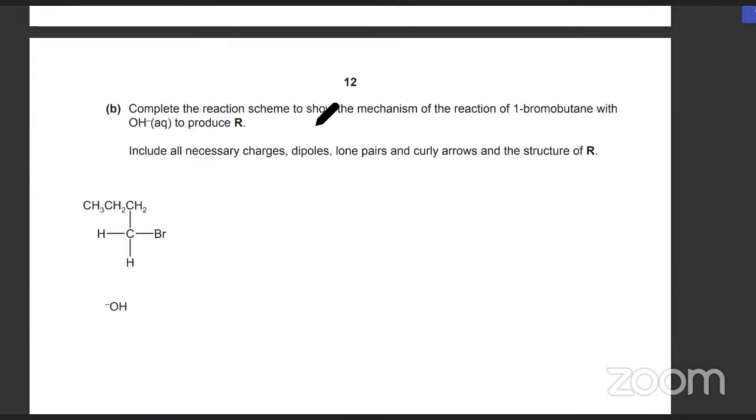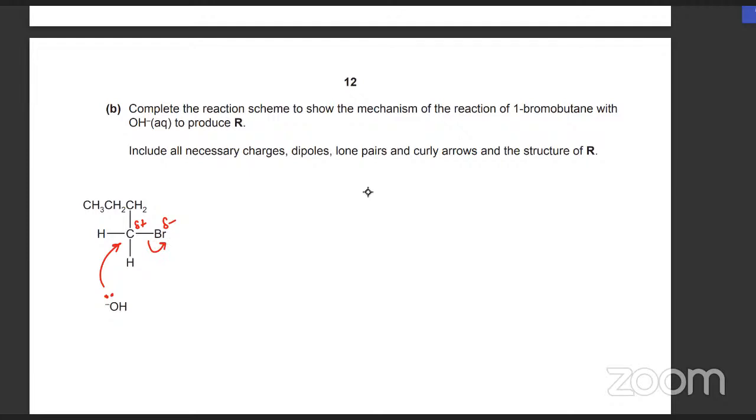अच्छा, अब ये कि complete the reaction scheme to show the mechanism of 1-bromobutane, तो ये तो to produce R. Now this is nucleophilic substitution. Carbon is slightly positive. This is slightly negative. अब this one is a primary halogenoalkane. Primary halogenoalkane में OH- अपने लोन पेयर लेके पहले ही पहुंच जाता है. ठीक है? It attacks it and the Br gets repelled.